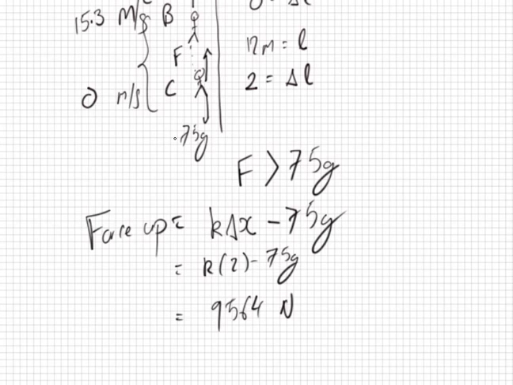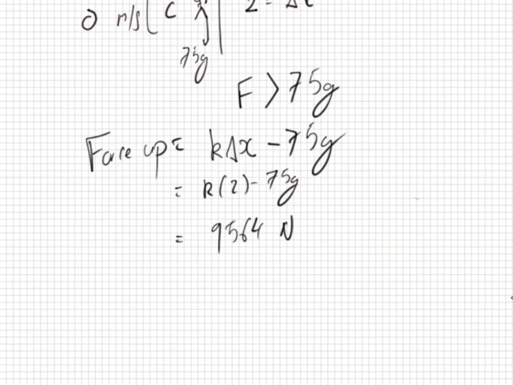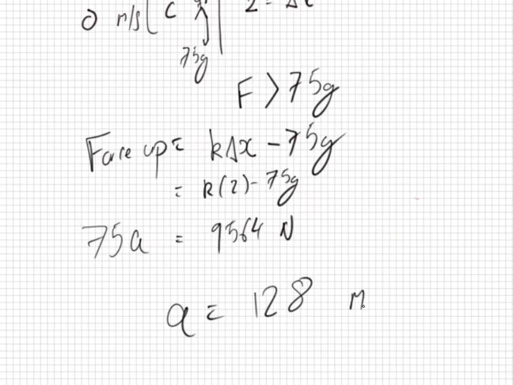All right. Well, the next part is actually kind of easy now. He wants to know what is the upward acceleration. So there's the upward force. How can we get acceleration from force? Yeah, F equals ma. What's his m? 75. So 75a equals that. So therefore a equals 128 meters per second squared.